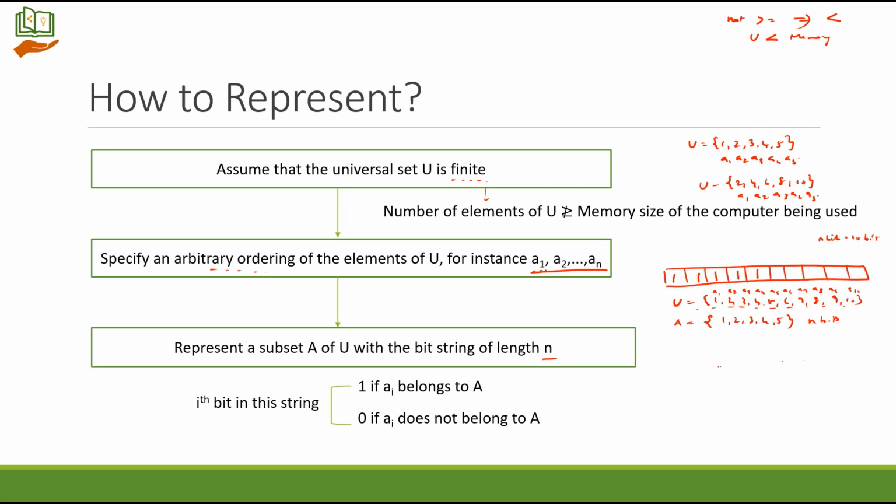Now what about an element that is not present in A? Let's take the element 6. This element is not present in A. So what do we represent here? It is a 0. Do we have 7 in A? We have a 0 here. Do we have 8 in A? No. Do we have 9 in A? No. Do we have 10 in A? No. So this will be the bit string of length 10 that represents subset A of U. This kind of ordering is what is called arbitrary ordering.